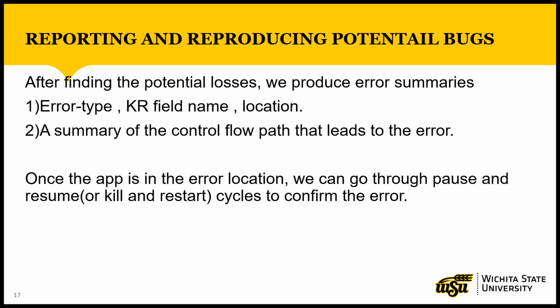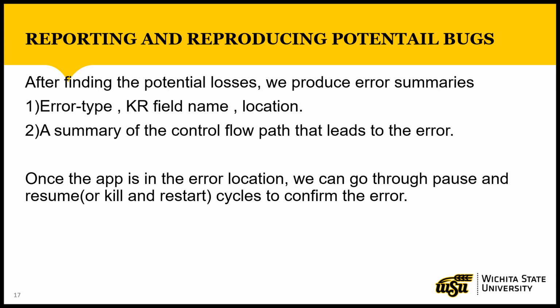After finding the potential losses, we produce error summaries: the error type, the KR field name, and location, that is, the method and change instructions for that field, and also a summary of the control flow path that leads to the error. After getting these summaries, we can move to reproducing and confirming the errors.